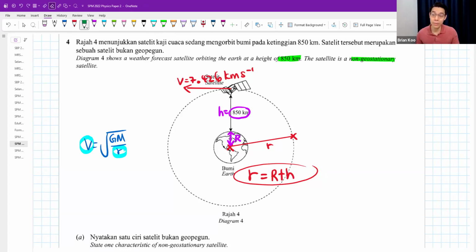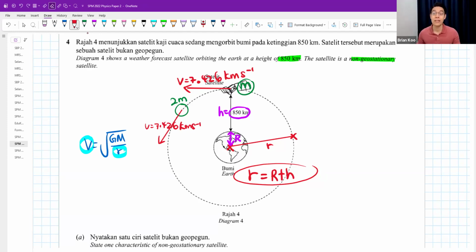Now, another question would be, what if I have another satellite that is double of the mass? This one is just 1 times of the mass. This one is double of the mass. What speed do I need to be? I will still need to be at the same speed. Does it matter the mass of the satellite? No, it can be double the mass, triple the mass.